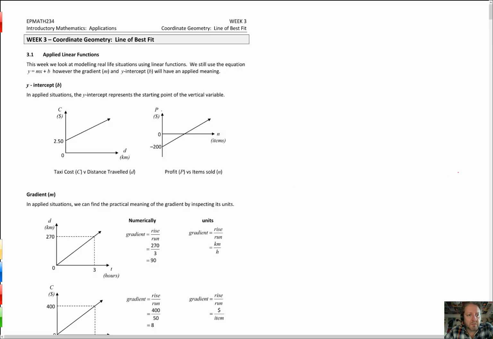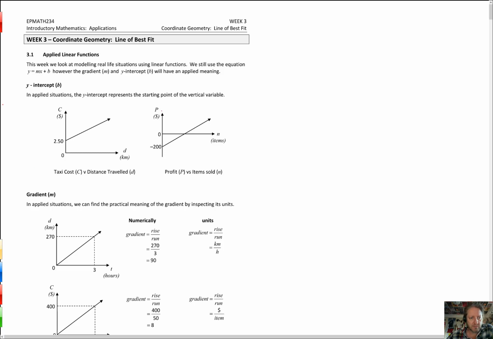G'day everyone, welcome to week 3, and we're going to carry on from last week's content, which was all about straight lines, about y equals mx plus b, with the only difference being, for starters, that we're now talking about not just y and x, we're talking about applied variables. So it could be distance and time, or cost and number of units made. Anyway, we're going applied instead of just x and y on the Cartesian plane.